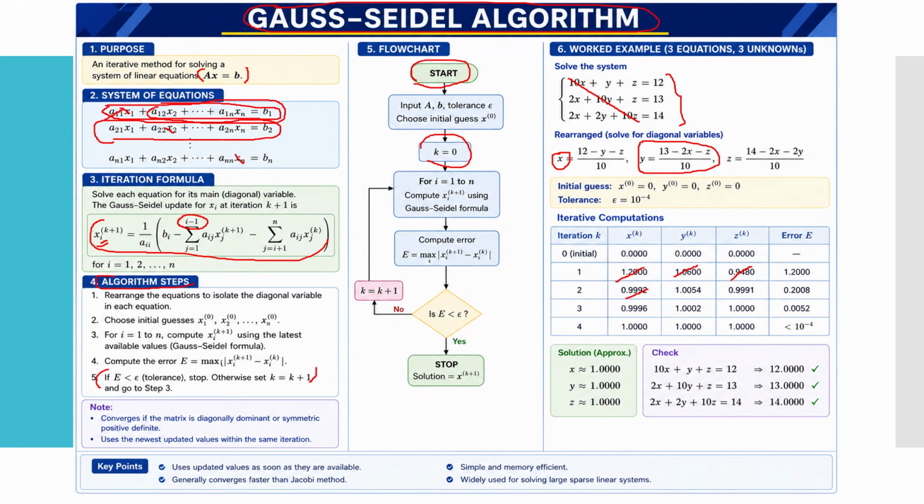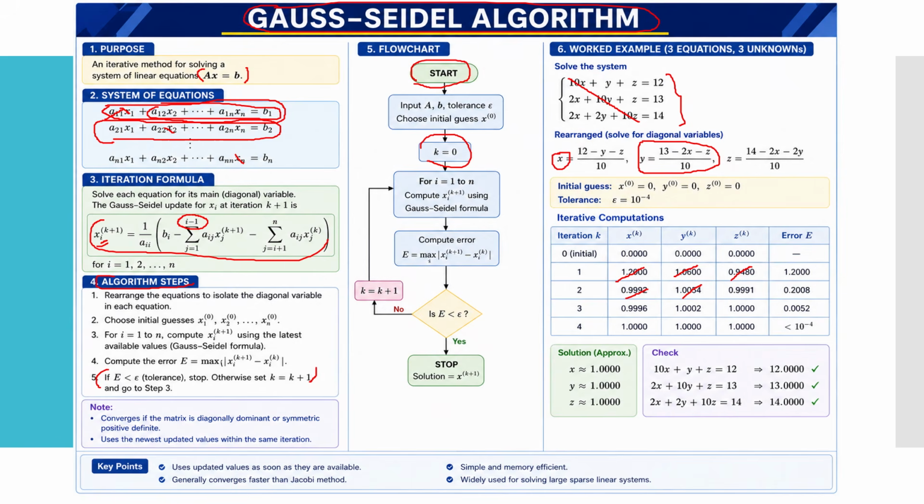So when we are going to do the second iteration, we have the second iteration for x. Again, we are going to calculate the value of y after the second iteration. So y is equal to 13 minus 2 times x. For x, we have the new one, 0.99. For z, we have already calculated the first iteration, 0.94, divided by 10. So we'll get 1.05.